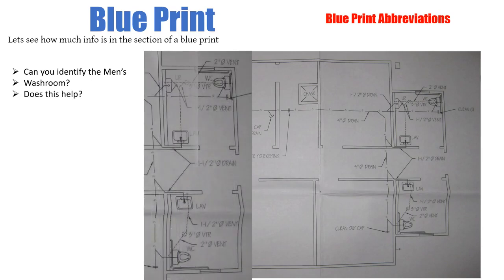So let's blow it up, take a look at things here. Again, we have 2 washrooms, this one here, and this one up here, which is this one down here. So take a look at these 2 washrooms. Can you identify the men's washroom from this alone?